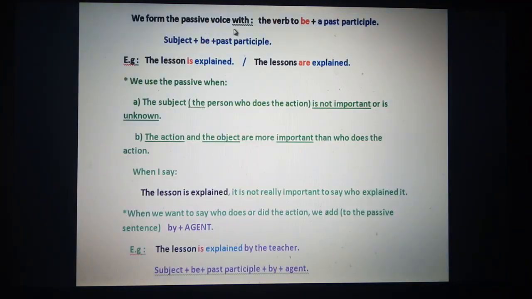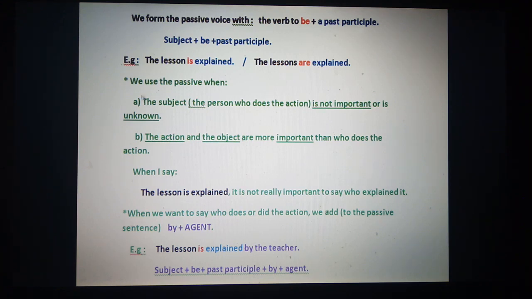We form the passive voice with the verb to be plus past participle: the subject plus to be plus a past participle. Example: the lesson is explained. You see the subject, the verb to be in the present simple, third person singular, is, and explained, the past participle of the verb to explain. It is a regular verb, so we add ed. In the plural, you say the lessons are explained.